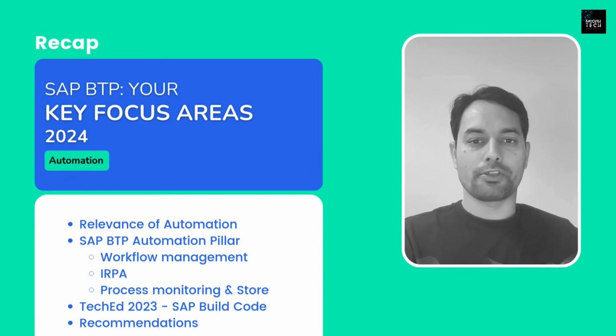In the episode focused on the automation pillar, we looked at different capabilities of the automation pillar, like workflow management and intelligent robotic process automation. We also saw process monitoring and the stores where we have the pre-built content. If you have not watched that episode, there will be a link on this screen which will pop up. We also had the TechEd 2023 announcements, where we saw how SAP Build Code will be generating the process flows for you. And lastly, we had some recommendations.